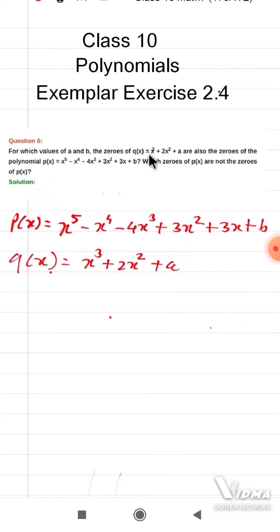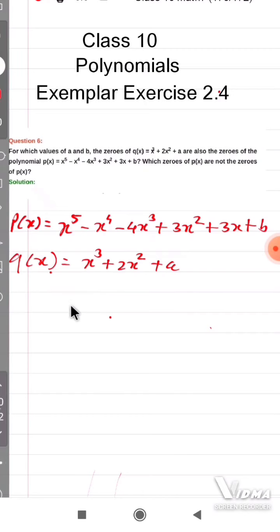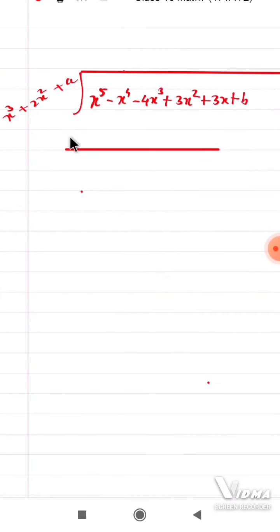So let us start dividing p(x) by q(x). The first term of the dividend polynomial is x⁵, and the first term of the divisor polynomial is x³. When we divide, we get the quotient x². So the first quotient is x².